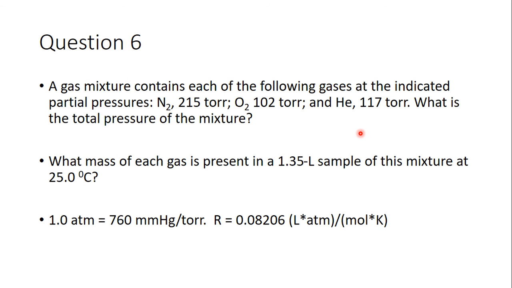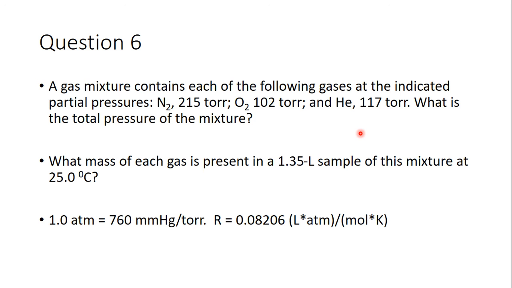Question 6. I have a gas mixture that's made out of 3 gases, nitrogen, oxygen, and helium, and they all have pressures. So what's the total pressure? And what is the mass of each gas in a 1.35 liter sample of this mixture at 25 C?